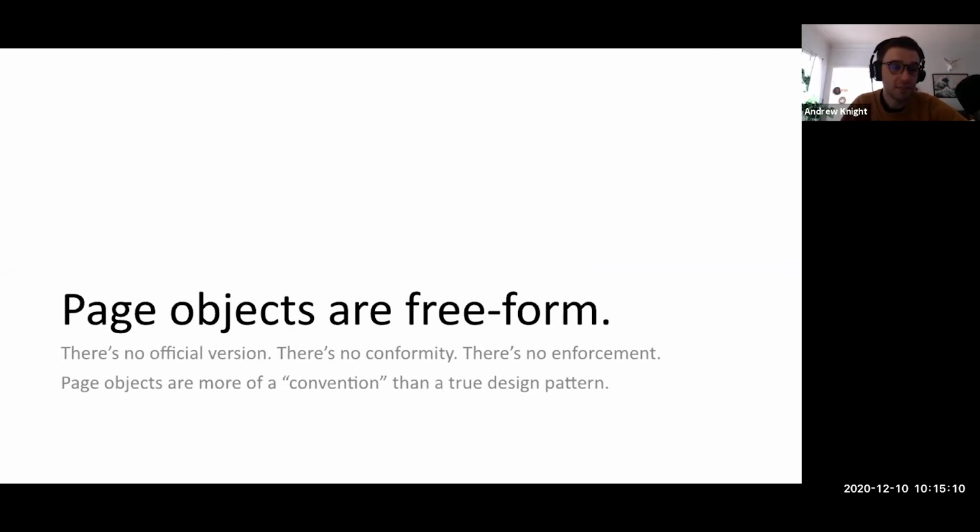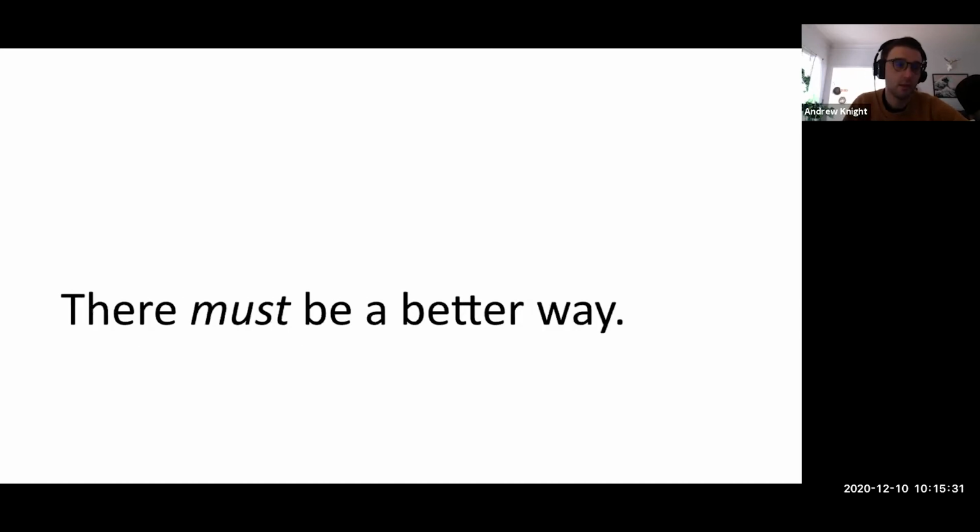Even worse, within its design, there's almost no way for the pattern to enforce good practices. That's why people end up arguing whether page object locators should be public or private. Such a frivolous argument. Page objects would be better described as a convention than as a true design pattern. There must be a better way to handle interactions. Thankfully, there is.